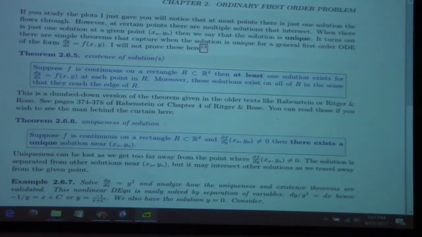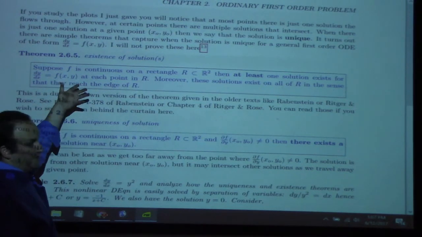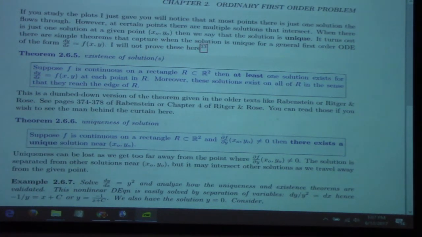So here's the theorem. If we have a continuous function on a rectangle, then at least one solution exists for dy/dx equals f of x,y. So I'm supposing that this function is continuous on the rectangle, right? So like if f of x,y were x over y, and the rectangle contains y equal to 0, es no bueno, right? That would be an example where the theorem wouldn't apply, like we saw earlier. Moreover, these solutions exist on all of R in the sense that they reach the edge of R.